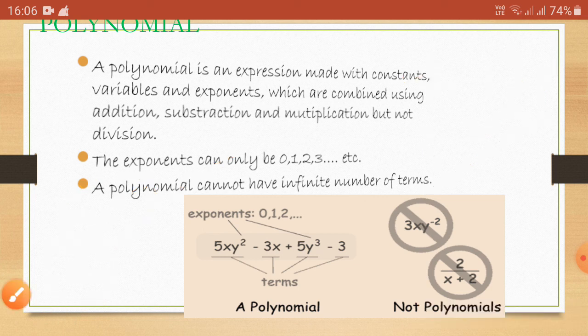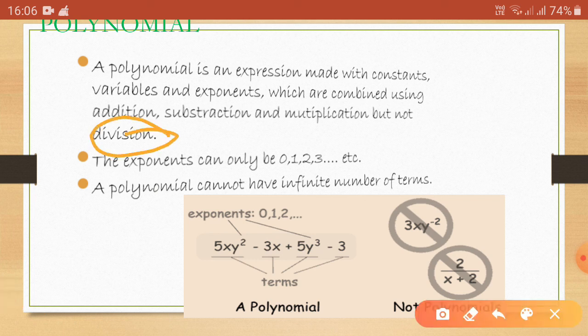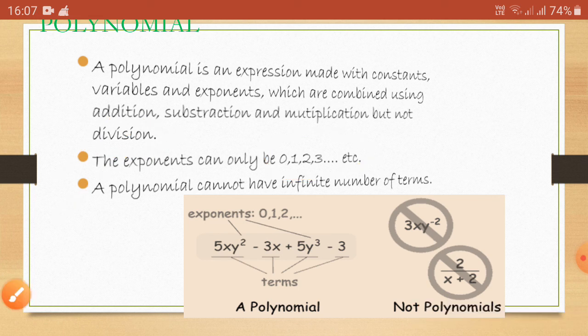So a polynomial is an expression made with constants, variables, and exponents which are combined using addition, subtraction, and multiplication, but not division. You have to keep in mind, but not division. Okay, the exponents can only be 0, 1, 2, 3 as many, and it cannot have an infinite number of terms. Okay, so now we are looking at the terms and the conditions. So look at the examples.